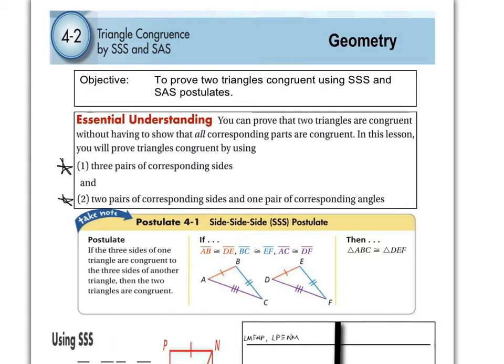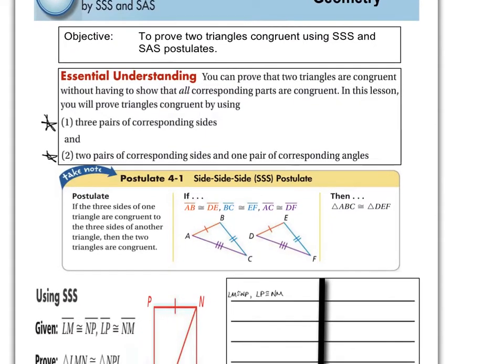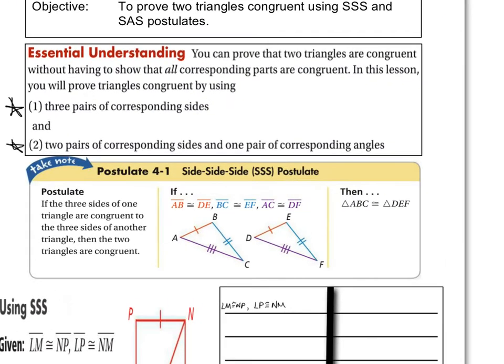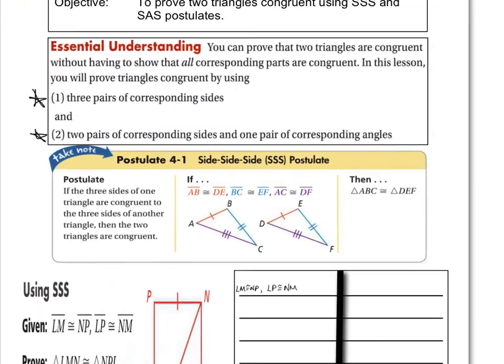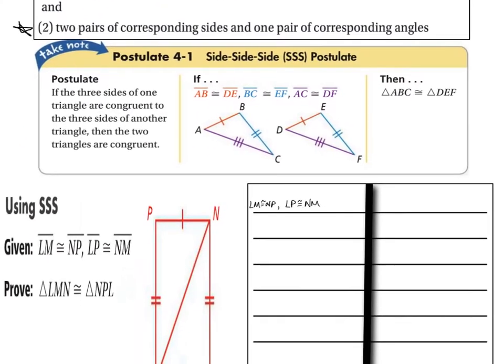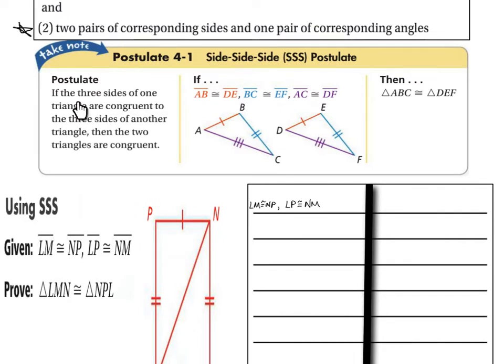Okay, so let's start out with postulate 4.1. Another way to prove triangles congruent is with postulate 4.1, and postulate 4.1 says if the 3 sides of one triangle are congruent to the 3 sides of another triangle, then the two triangles are congruent. So if you look at the picture here, what this is showing is that all of the corresponding sides are congruent to each other.